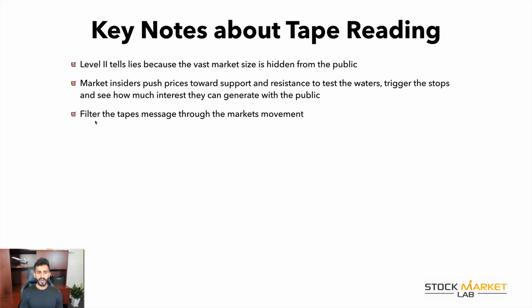Next, filter the tape's message through the market's movement. Obviously, if you're trading larger names like Apple, Amazon, Microsoft, and I cover this in part 8, you need to look at the overall market. If you're trading penny stocks or smaller mid-sized stocks, they're not really going to move with the market unless there's a huge catalyst or event that's driving the stock up or down. But if you're trading the big names, you have to look at the market, right?